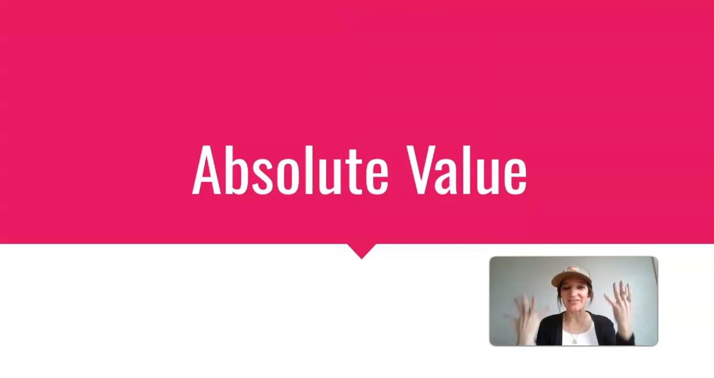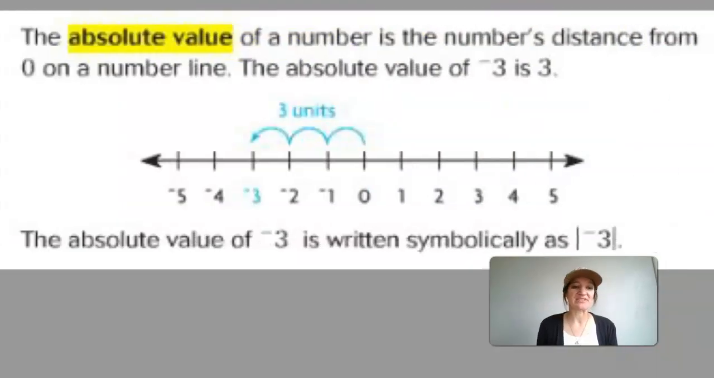I did not write down your objective, so I'll tell you. Today you will understand that absolute value is a distance to zero. And you're going to talk about some real life experiences or real life situations where we use absolute value to describe things. So let's start off with, what is the definition? What is absolute value? Well, that is the number's distance from zero on a number line.